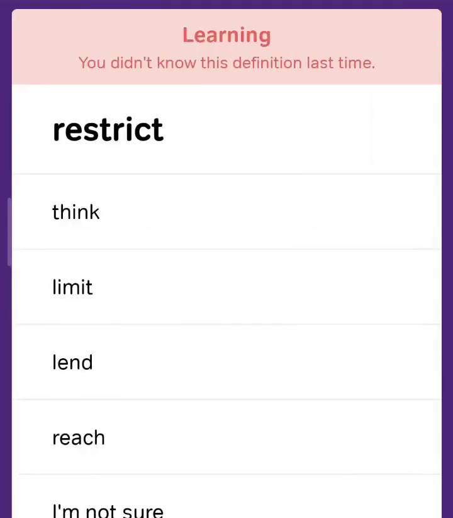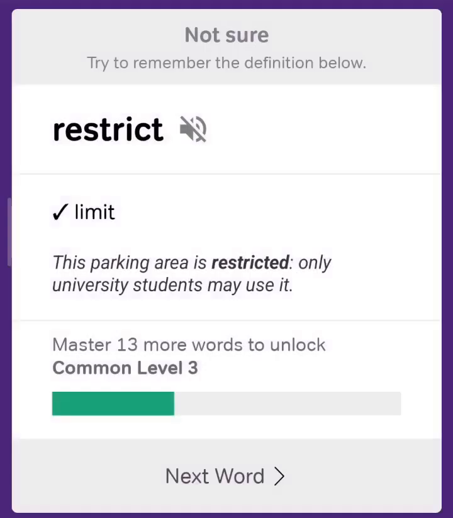Restrict, limit. This parking area is restricted. Only university students may use it.